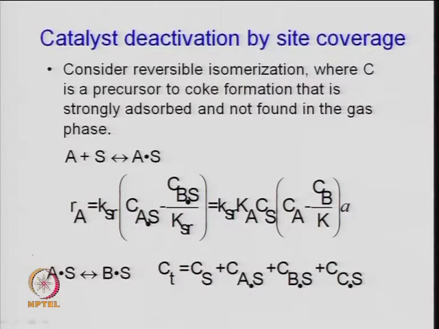Here, if you look at just an isomerization reaction, which is a reversible isomerization reaction, C is the precursor which tends to form coke. This is present in the feed itself, a coke precursor, and A is your main reactant, which strongly adsorbs on the surface and is not found in the gas phase. So, this C is the coke precursor. A plus S gives you AS, that is your main reaction.